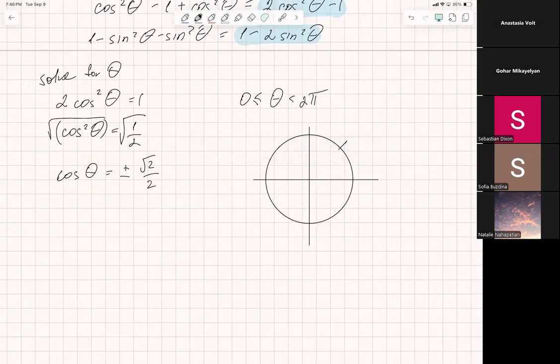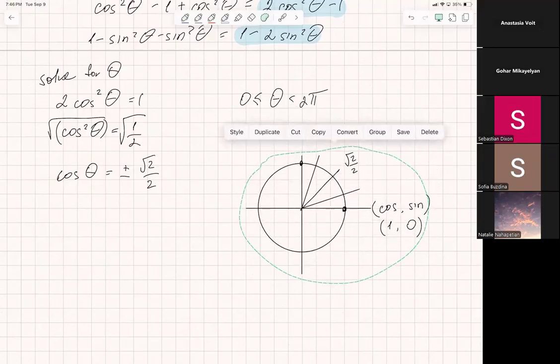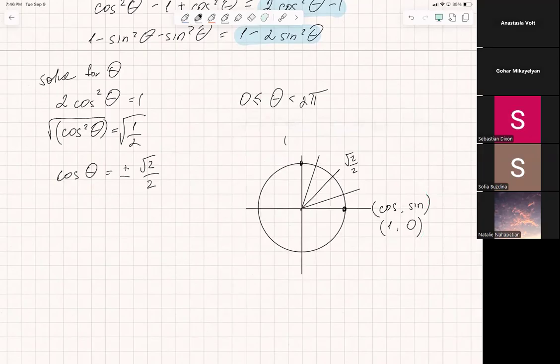I have square root of 2 over 2 right here, right? And then this one would be... okay, so we're looking at cosine and sine, right? Cosine has a coordinate of 1 right here, and sine has a coordinate of 0. And then on the top here, my cosine is 0 and my sine is 1, right? So cosine and sine.